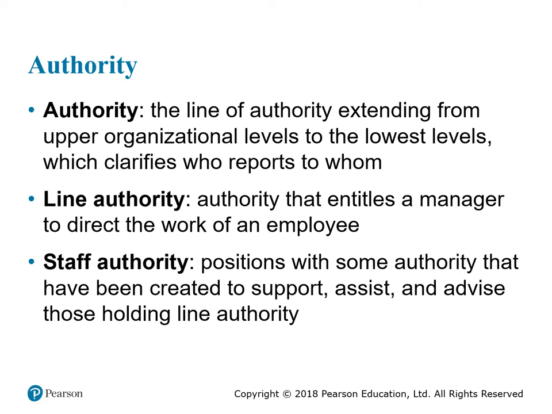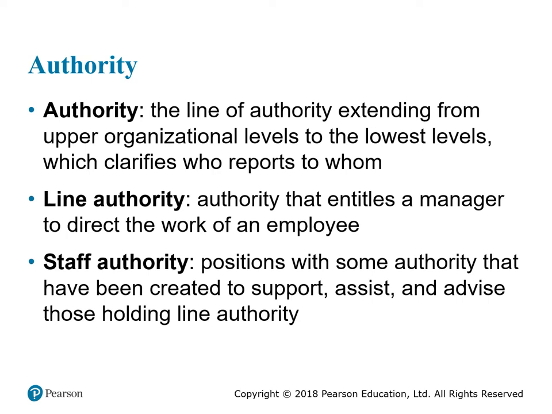So here is what we mean about authority. It's the line extending from upper organizational levels to the lowest levels. It basically shows reporting relationships. So who is the boss of whom? If you have a problem, to whom do you go? What is the extent of your power over other people? You have subordinates and you have superiors. You have those whom you supervise, and that is subordinates. And then you have those to whom you report, and those are your superiors, your bosses. So this is what authority means. It's all about reporting relationships.